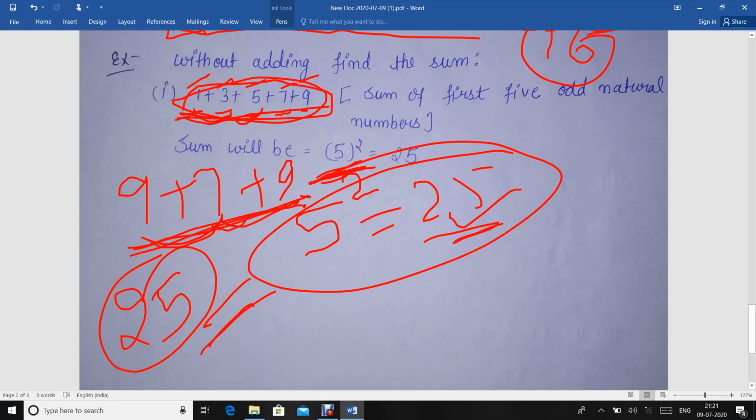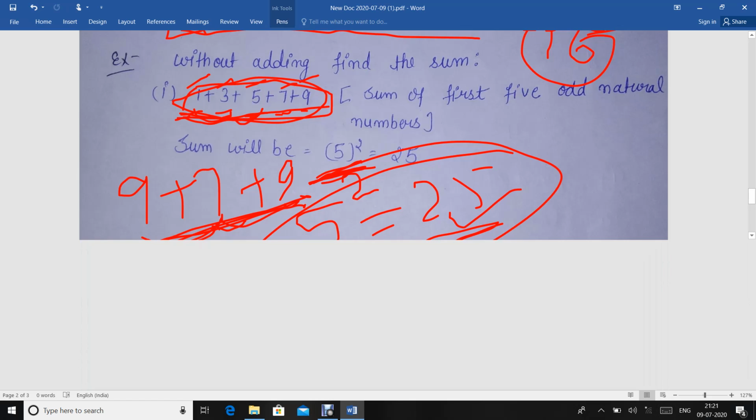I hope all of you understand all these properties. Please revise all these properties. These will be used in the exercise, and these will help you to solve the exercise questions. I hope all of you understand up to here. Still, if you have any problem, then you can message me and ask. I will take your doubts.